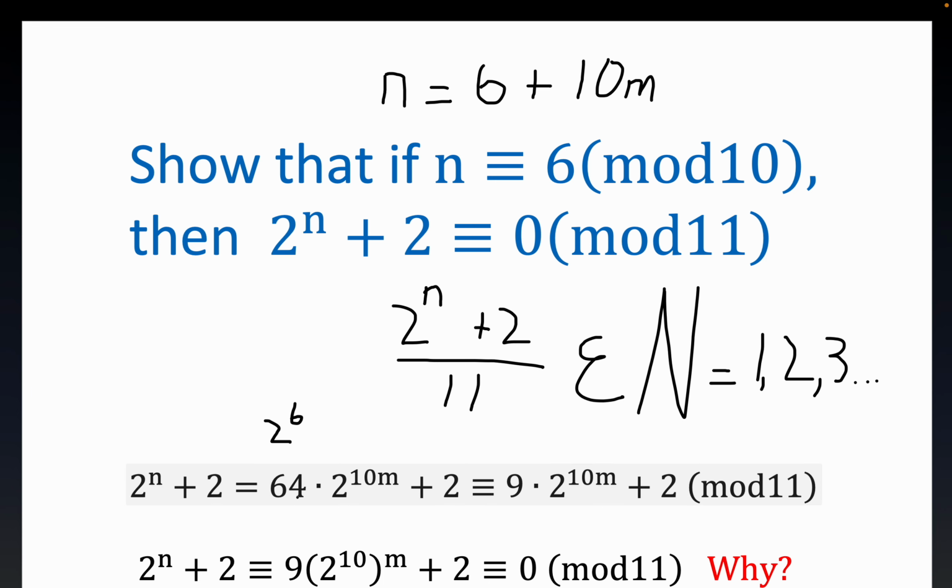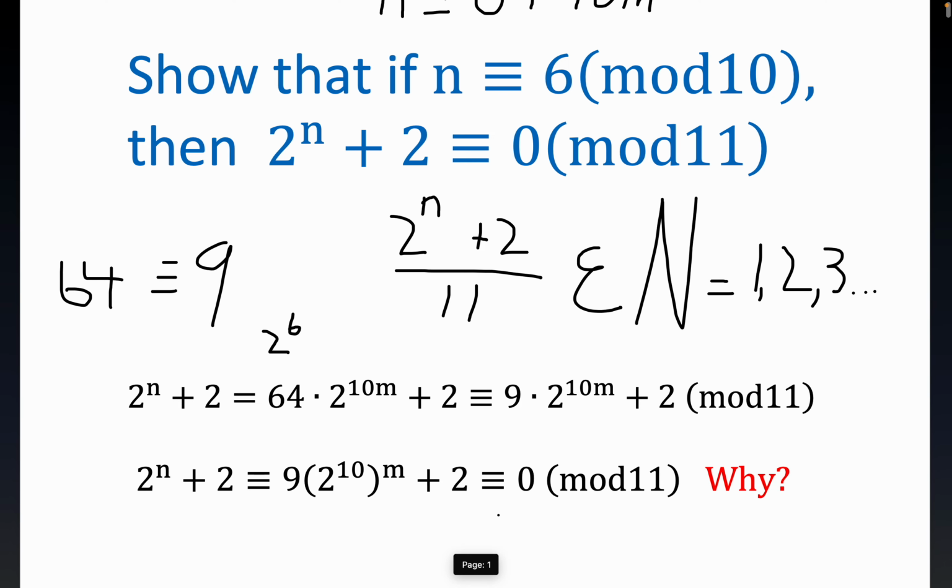Now notice that 64 is actually congruent to 9 mod 11. Let me write that. 64 is congruent to 9, and of course, we're talking mod 11. And that's why we can replace this 64 with this 9. You see, we're getting close to home here. Look, we got a 2 and a 9. That's 11, right? But then we have the rest of this. So in other words, that's why we could take this step right here.